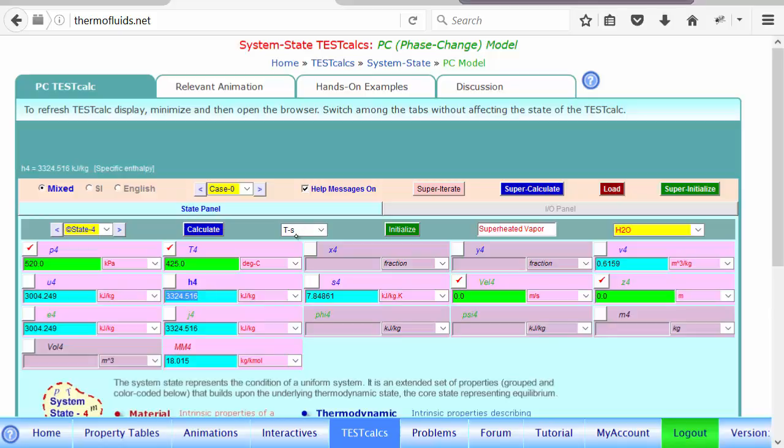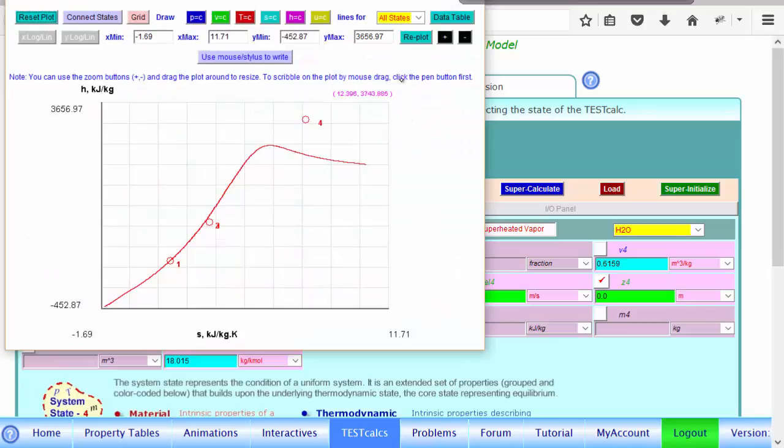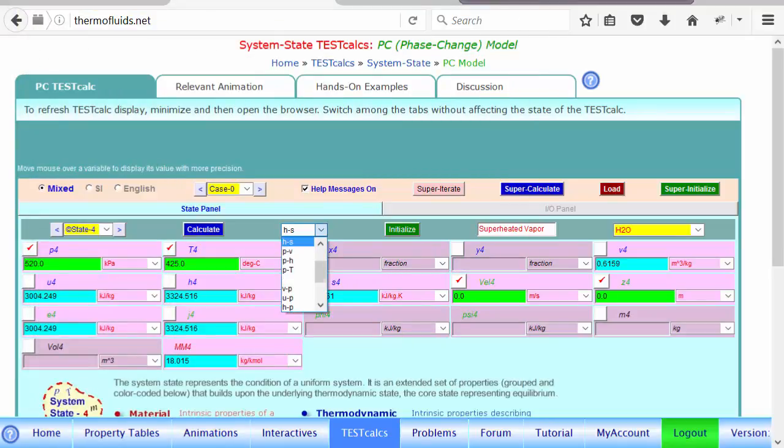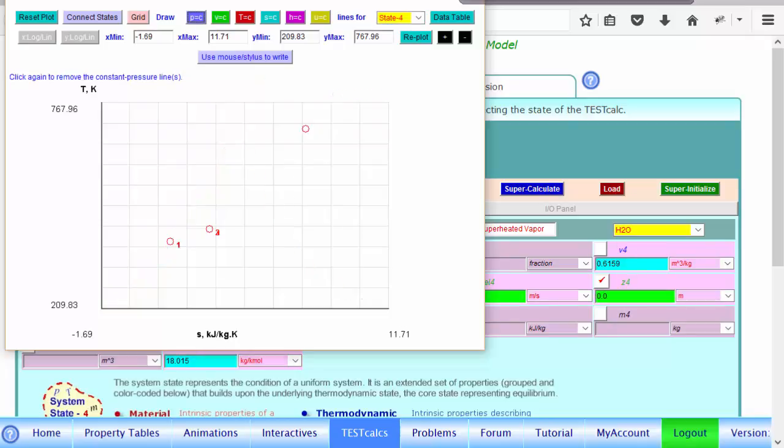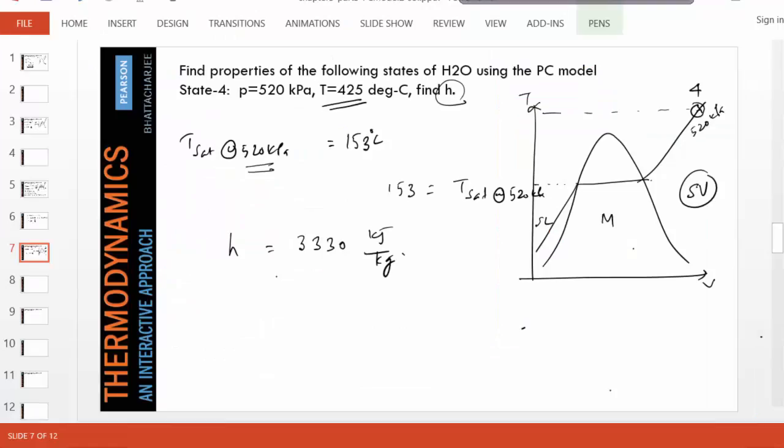If you look at the TS diagram, I wanted TS, sorry. Then look at state 4, just like we thought. If you want to do a constant pressure line through state 4 only, we can select state 4 and click on this constant pressure line here, P equal constant. So you get a constant pressure line. And as you can see, this is superheated vapor. And what we guessed is exactly what we got. So chances are we pinned down the state quite well.